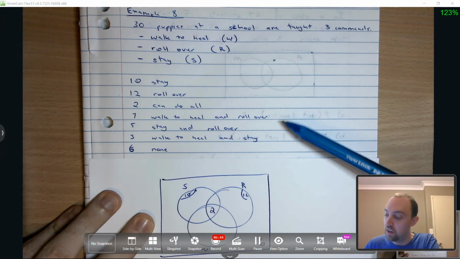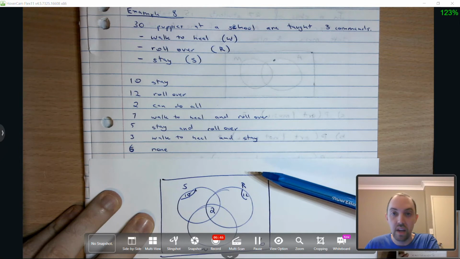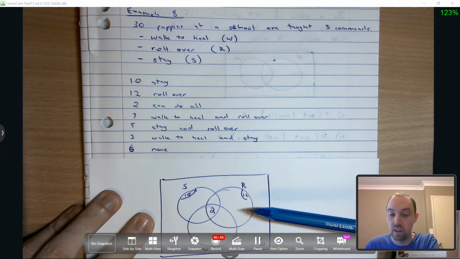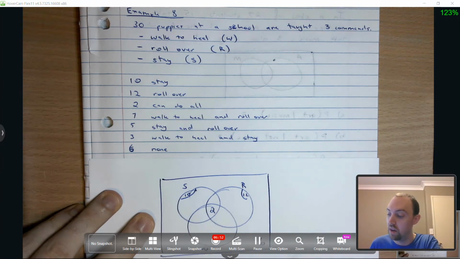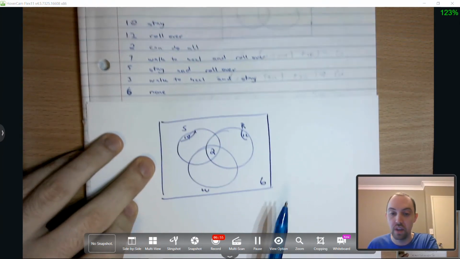7 can walk to heel and roll over, 5 can stay and roll over, 3 can walk to heel and stay, and 6 can do none. So if we're drawing our Venn diagram, what does this look like? I've done a rough sketch here.